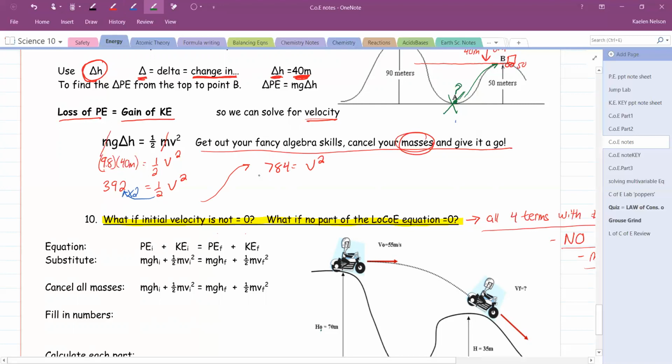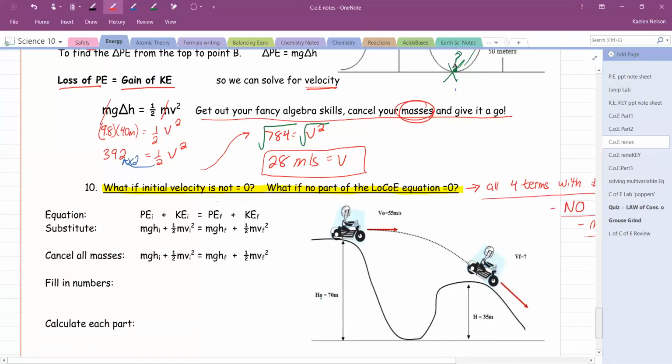And the next step, it's a squared, so we're going to take our square root so that our number's not so big and awkward. 28 meters per second is my velocity at the top of the 50-meter hill.